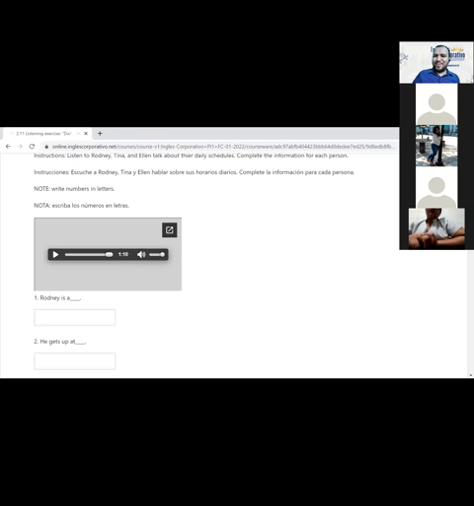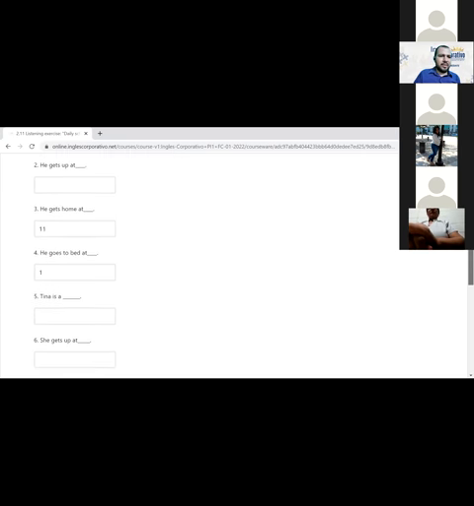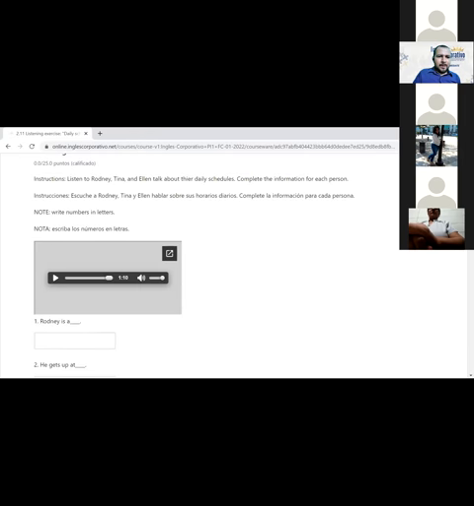Okay, so the confusion maybe is about the time they get home and the time they go to sleep. I think that's where the confusion lies. Yes, it gives the time they arrive home and the time they go to bed to sleep. It's a little unclear, so you have to pay attention. For example, Rodney gets home at 11 and goes to bed at 1 in the morning. And if you still have problems, send me a screenshot or write to me and I'll help you. Okay, that will be all for today.